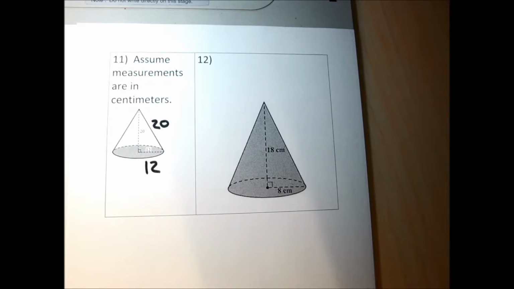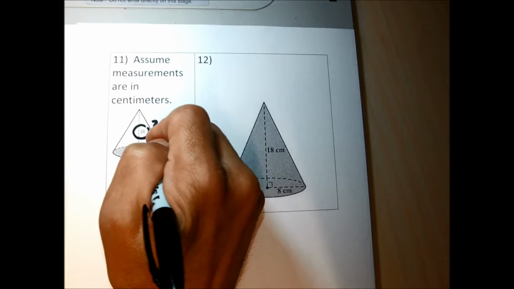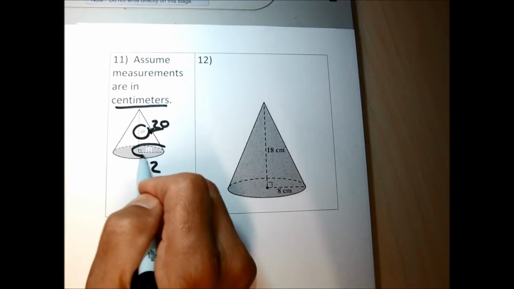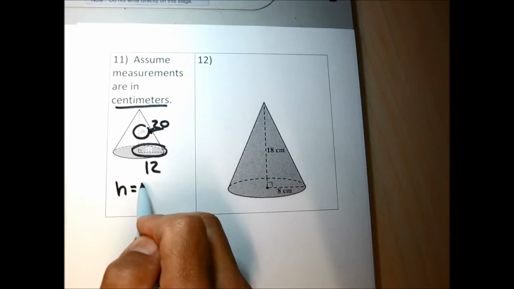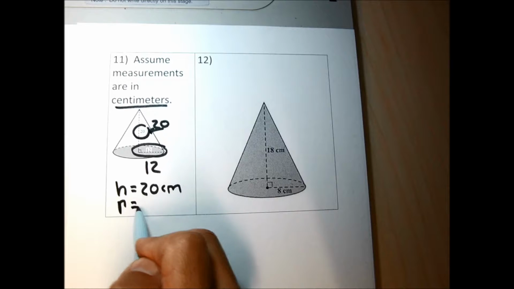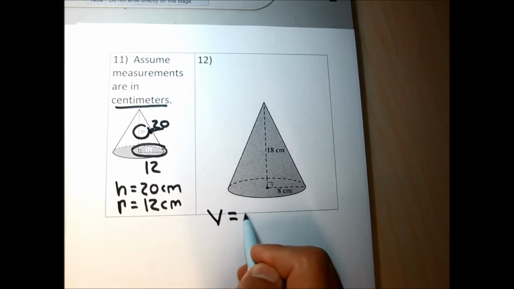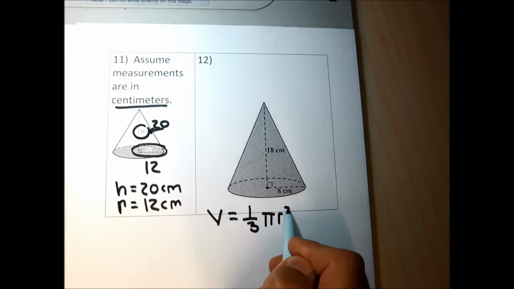For 11, the height, I didn't know if it was written big enough, so that 20 represents the height. It's supposed to be 20 centimeters. This 12 represents the radius, and again, I wasn't sure those were going to be readable, so I just wrote them bigger. So for yours, your height is 20, and it's supposed to be in centimeters. The radius is supposed to be 12 centimeters. And the volume for a cone is 1/3 pi r squared h.